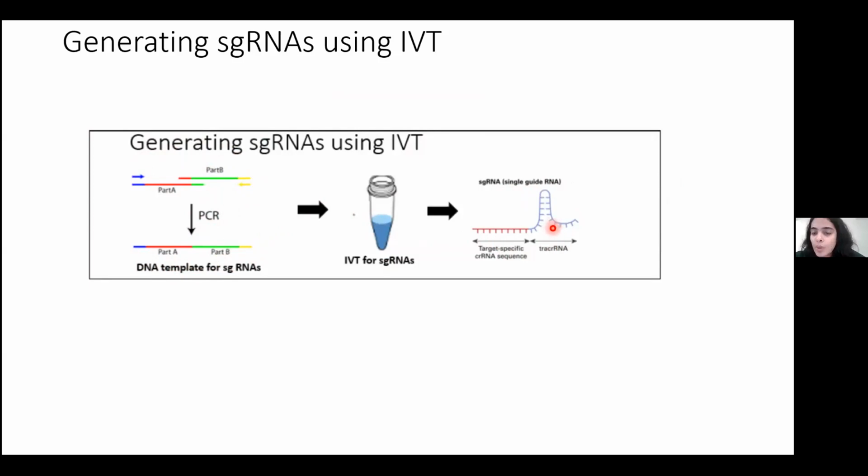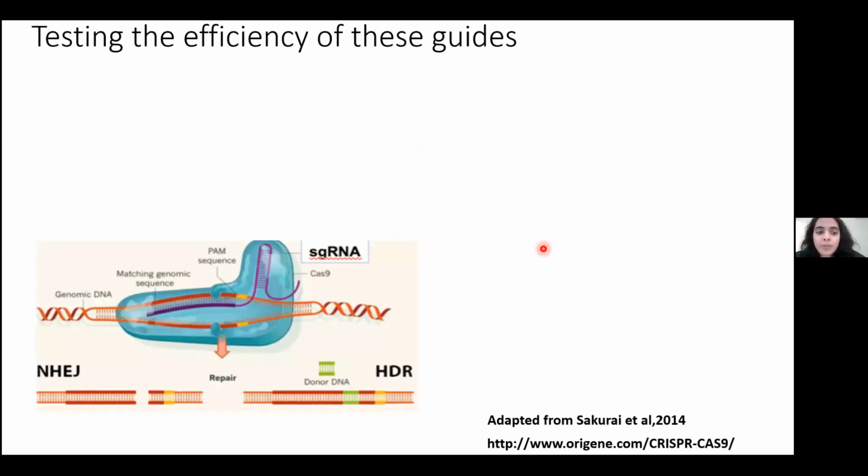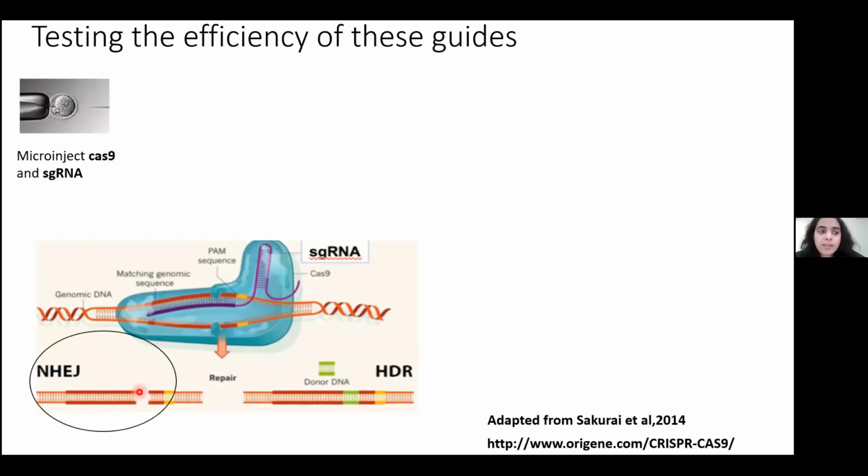So once you've generated your single guide RNAs, it's important to test for the efficiency of these guides. The way you do it is, I mentioned that there's something called non-homologous end-joining repair. So we use that principle to our advantage here. We don't introduce a donor DNA. We use this system, and you micro-inject Cas9 enzyme and single guide RNA only in a mouse embryo that's at the 2 or 3 cell stage. They say single cell, but for all practical purposes, there's 2 or 3 cells at that stage.